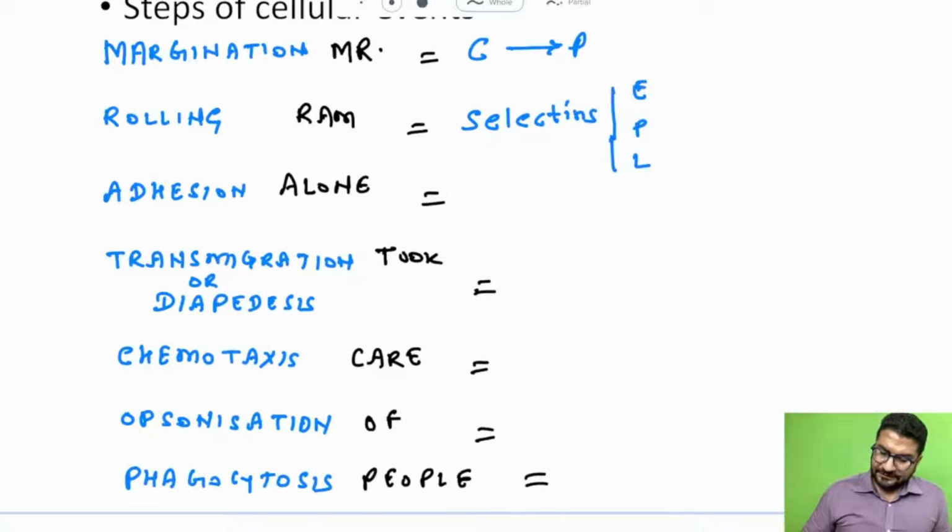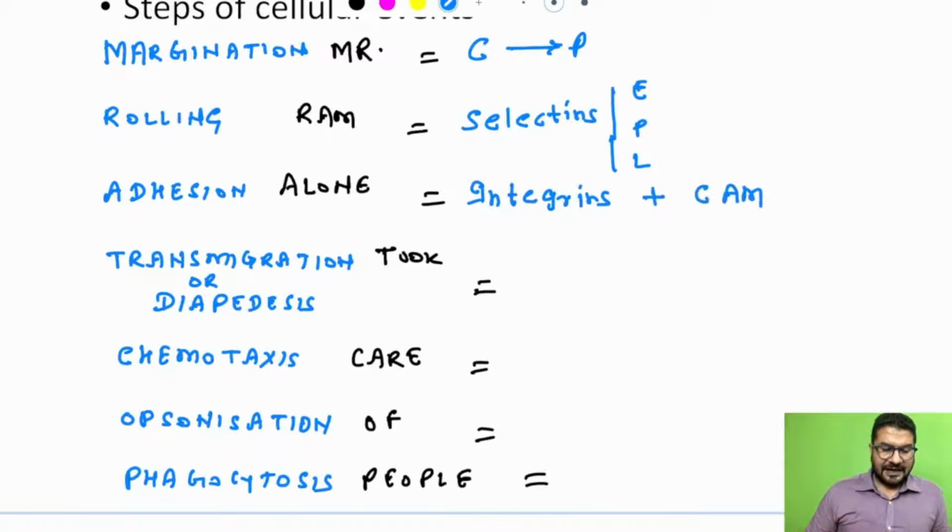Now coming to adhesion. Adhesion is done with the help of proteins called integrins. Integrins and CAM. CAM means cell adhesion molecules. Transmigration, understand. In transmigration we have PCAM. What is PCAM? Anyone?